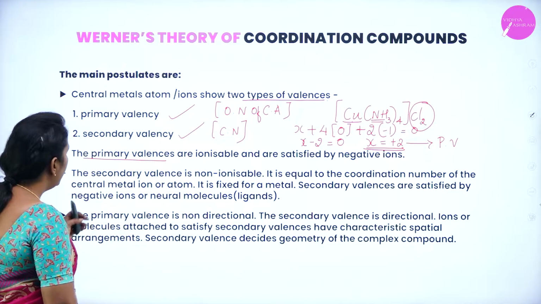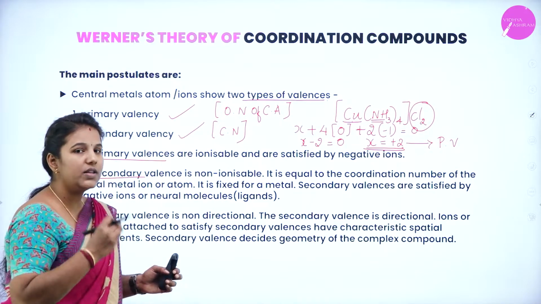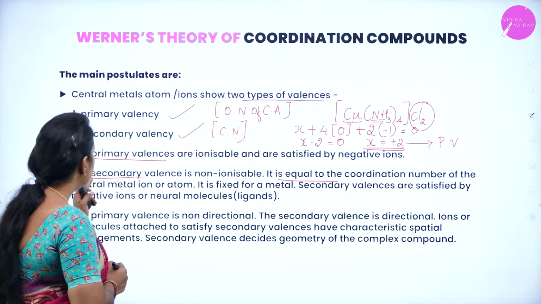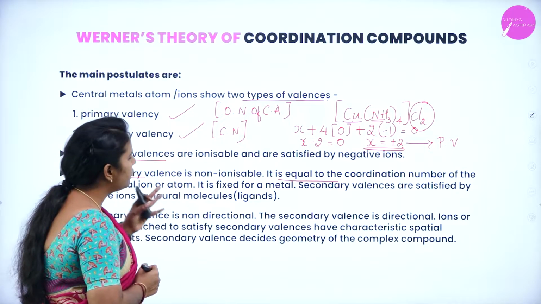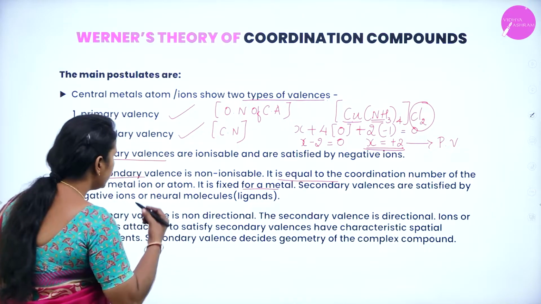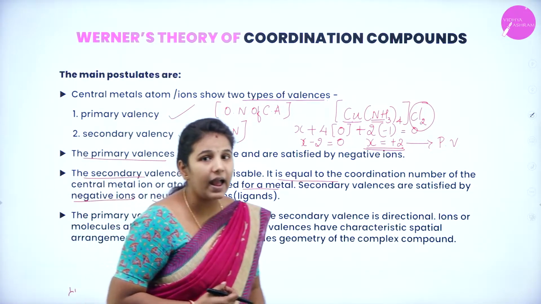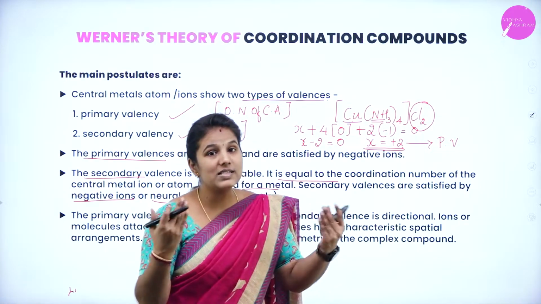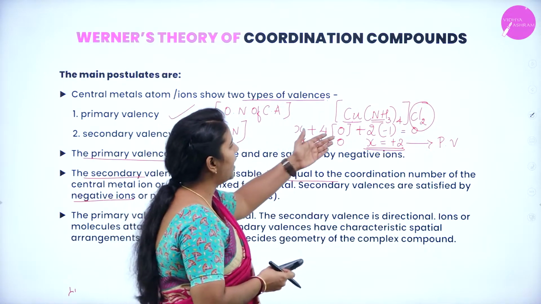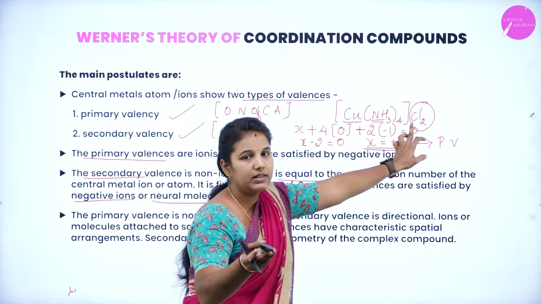Okay. Now, when it comes to the secondary valency, it is known as non-ionizable and it is equal to the coordination number of the central metal ion or atom, and it is fixed for a metal. Secondary valencies are satisfied by negative ions as well as by neutral ligands or neutral molecules. So what does the secondary valency tell us now? From the primary valency, we have understood that when we dissolve such compounds, primary valency can easily ionize, which can lose its electron and it is balanced by negatively charged ions.